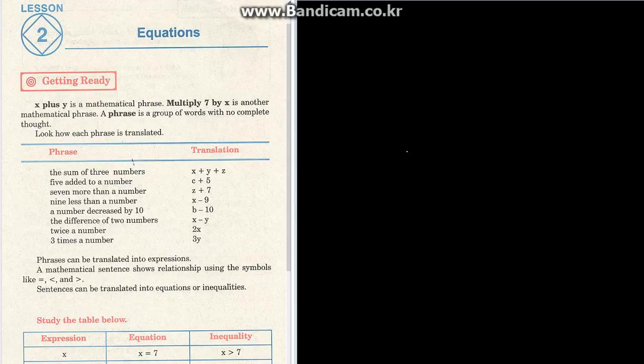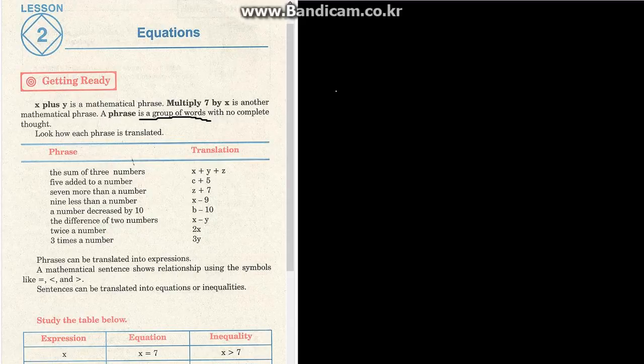So today in lesson 2 we are going to learn about equations. So let's get started with getting ready. What are equations? Equations are the ones that's been translated from many different phrases. Then what is a phrase? It says right here, a phrase is a group of words with no complete thought.